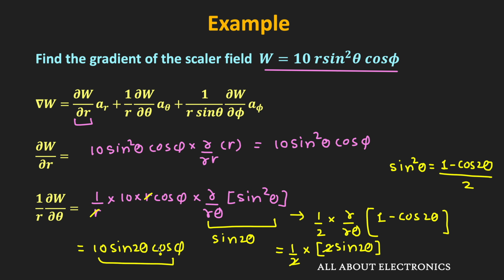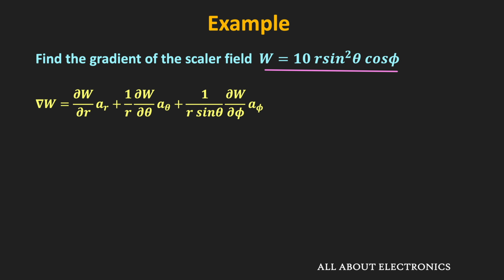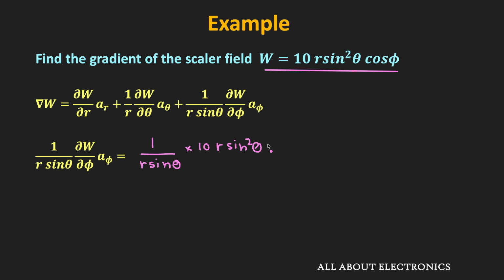Likewise, let us also find the third term. Here, the third term can be given as 1 divided by r sin theta times del w divided by del phi. For this partial differentiation, the 10 times r sine square theta is constant. Therefore, let us take it out, and further we can write it as del divided by del phi times cos of phi.